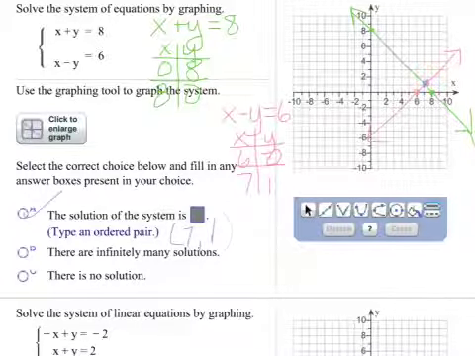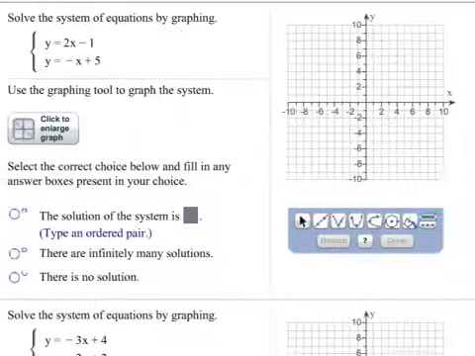Now just to double check yourself, you can make sure that it makes both of those equations true, just like we did on number 1. We can substitute 7 in place of x and 1 in place of y. So in our first equation, 7 plus 1 does equal 8. And in our second equation, 7 minus 1 does equal 6. So 7, 1 is the solution to this system of equations.